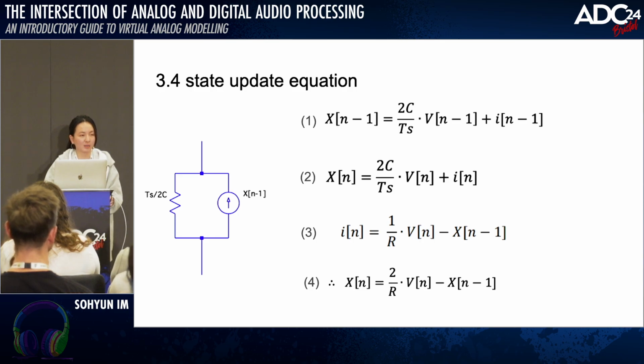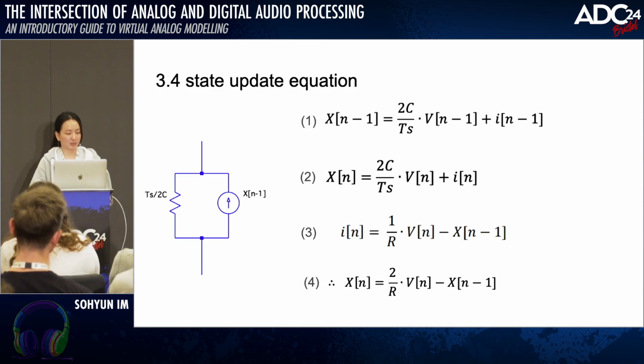So x of n minus 1 is the state value because it's from the previous discrete signal, but every time the signal processing goes further sample by sample, your state value should go from x of n minus 1 to x of n. So this is the state update equation.